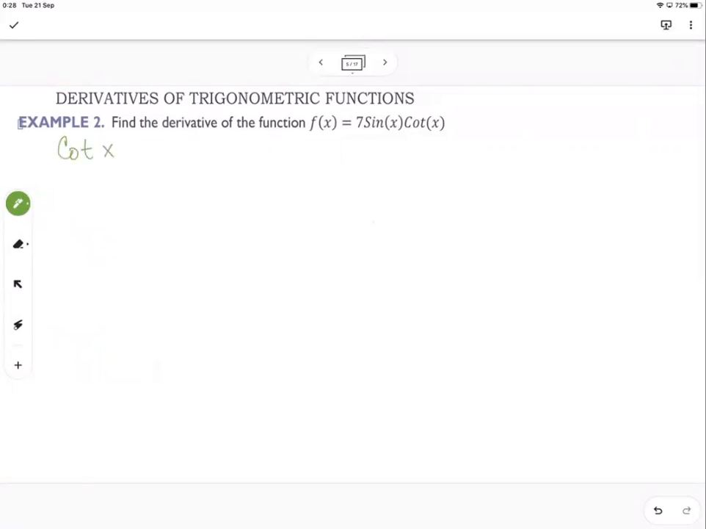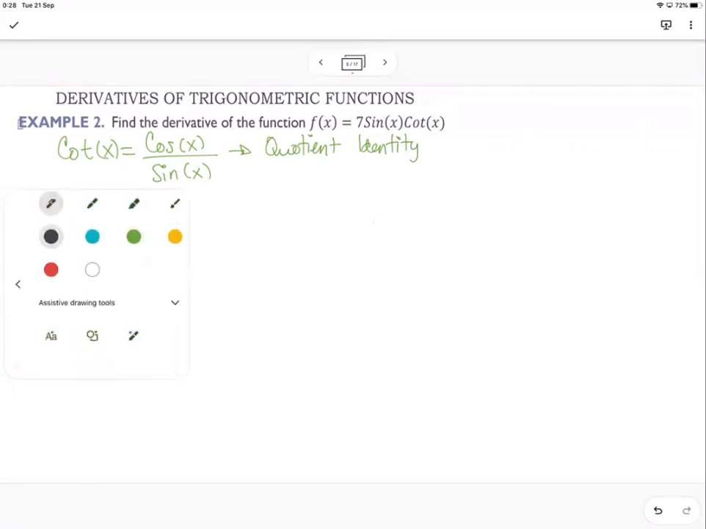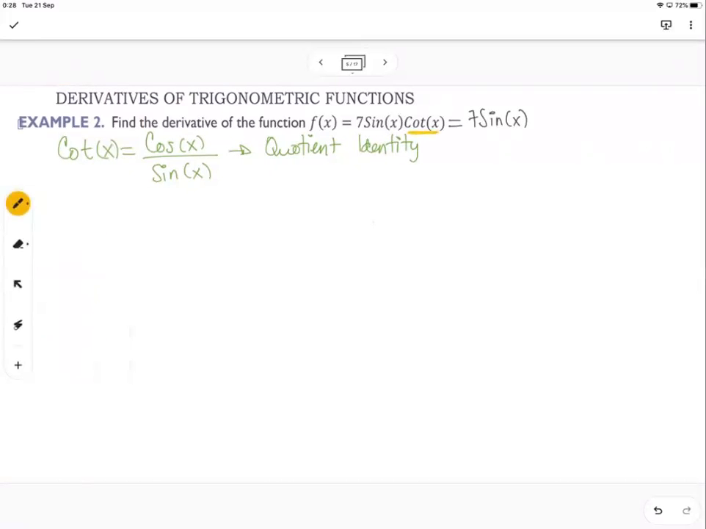Cotangent of x is equal to cosine of x over sine of x. This is the quotient identity of 4th semester. Okay, so we can rewrite the problem by making cotangent equal to cosine of x divided by sine of x.